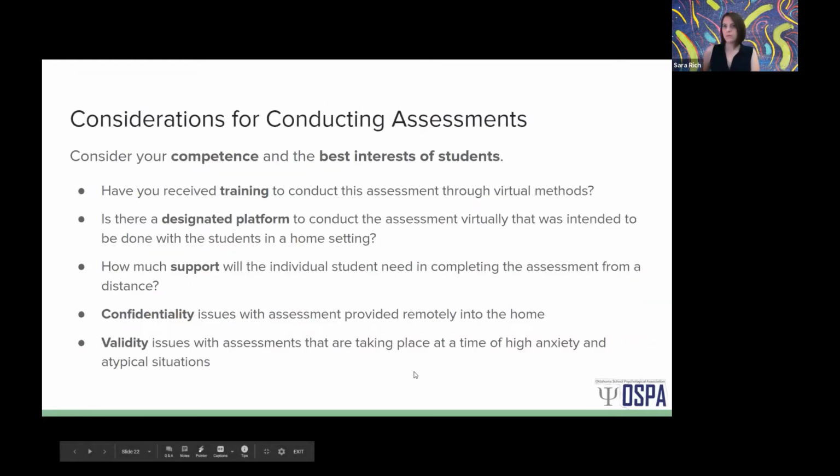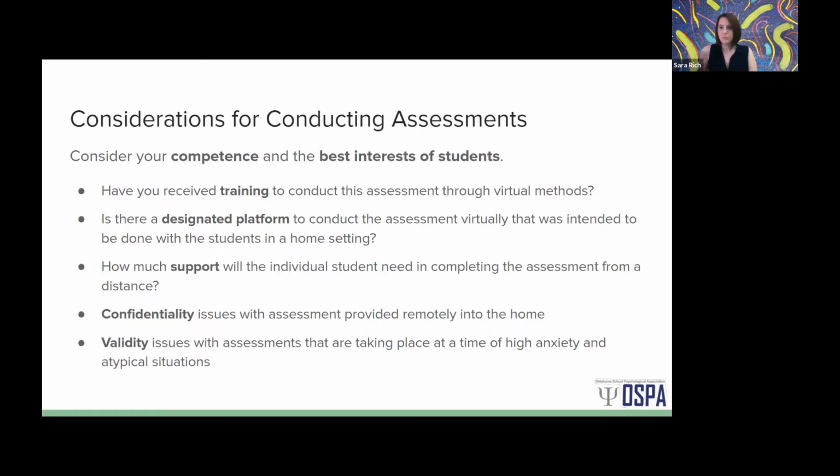I really, really strongly urge you to consider whether you're going to conduct any actual assessments during this period, though. There are many creative ways to conduct assessments using virtual and distance means. But I think we need to stop and really consider this process before we dive into it.